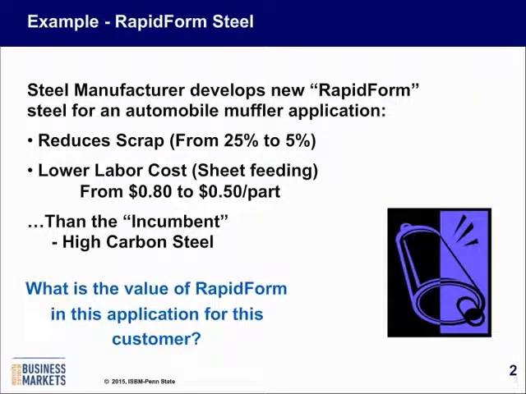This is a real case that we worked on for a steel company that had developed a new rapid form steel for an automobile muffler application. Their steel was working with a particular customer, and all these numbers have been changed, of course, to reduce scrap in their process. They had a fairly high scrap rate on the process, rejected parts. So rapid form reduced scrap from 25% to 5%, and also lowered labor cost because sheets could be fed faster into the stamping process, from 80 cents a part to 50 cents a part.